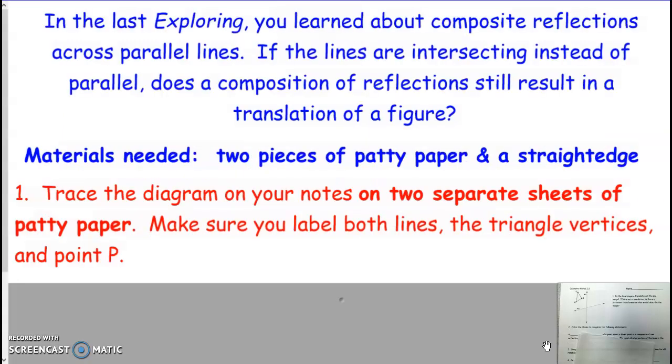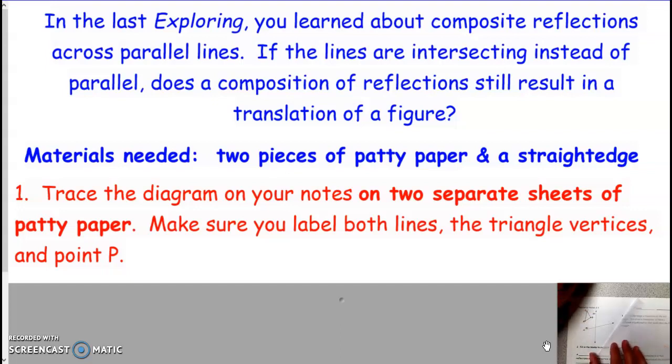All right, on your notes, you will need a couple sheets of patty paper. What we're going to do is trace this onto two different sheets of patty paper. So I want you to just pause the video for a second and go ahead and trace the two lines, M1 and M2, and the triangle onto two different sheets of patty paper.